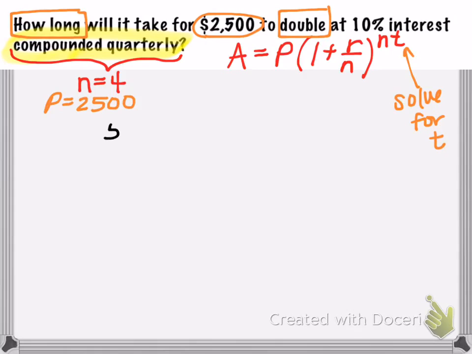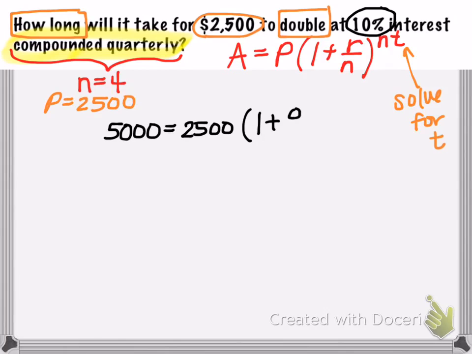So our resulting equation is going to be 5,000 is equal to 2,500 times the quantity 1 plus. Now remember the interest rate, the 10%, needs to be written as a decimal. So that would be 0.1 or 0.10 divided by N, quarterly, that was 4. Raised to the N times T power. So that will be 4 times T. So this is our resulting equation. And this equation is an exponential equation.